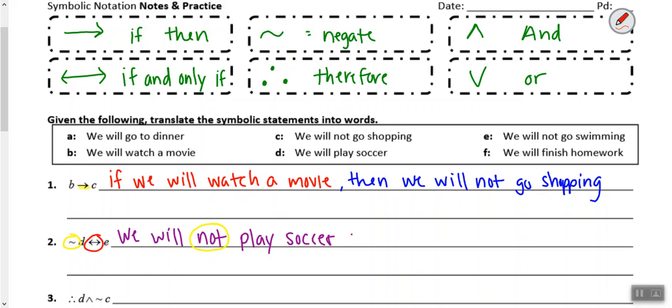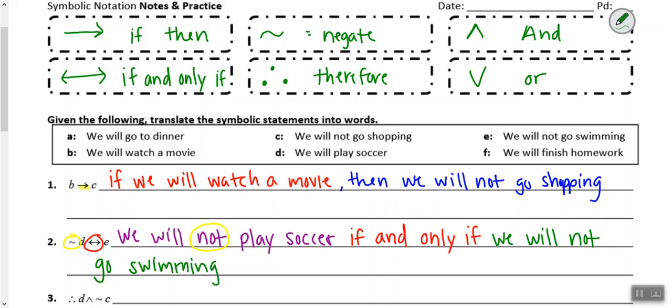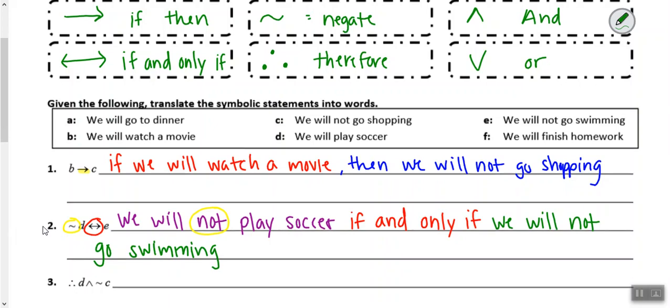The double arrow means if and only if. Letter E, which says we will not go swimming. We will not go swimming. So we will not play soccer if and only if we will not go swimming. Okay.